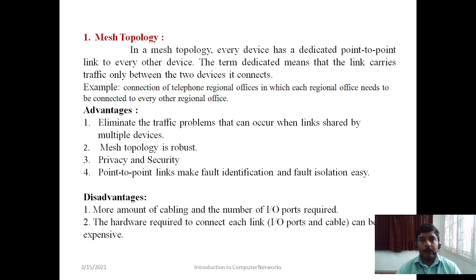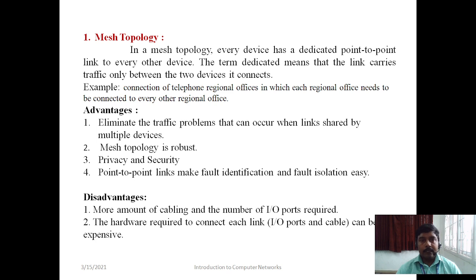It eliminates the traffic problems that can occur when links are shared by multiple devices. So there are no traffic issues because I can talk to my destination directly without any third person interfering. Mesh topology is robust. It offers more privacy and security because it is not shared. Every person can talk to their destination directly. So it offers privacy and security. Point-to-point links make fault identification and fault isolation easy because when one link fails, only the communication between those two nodes suffers, and all the remaining ones continue to exist.